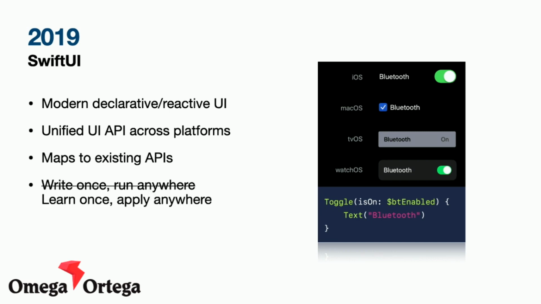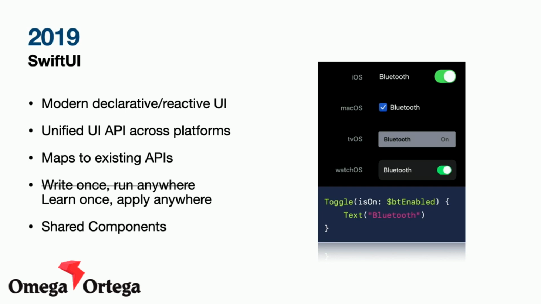But at the same time, it's easy to look at SwiftUI as just where you're going to create one singular code base for all platforms and write it once, run it anywhere, kind of like the old Java adage. And really, it's a learn once, apply anywhere type thing. So if you know how to write SwiftUI, it makes it relatively easy to support other platforms.